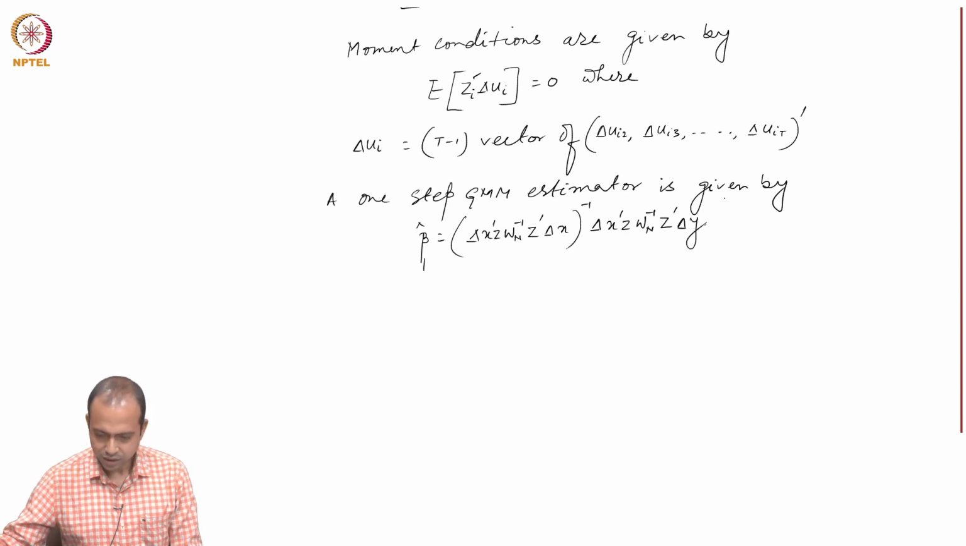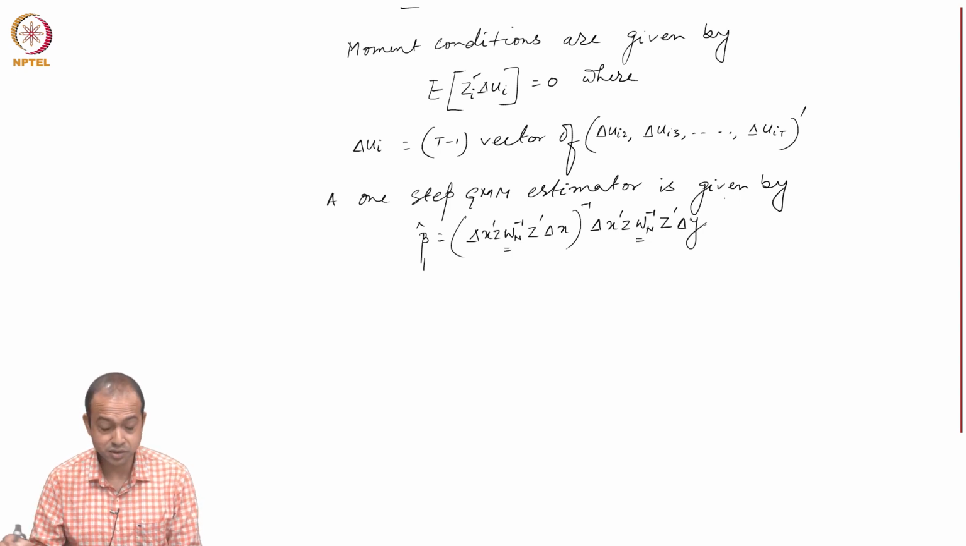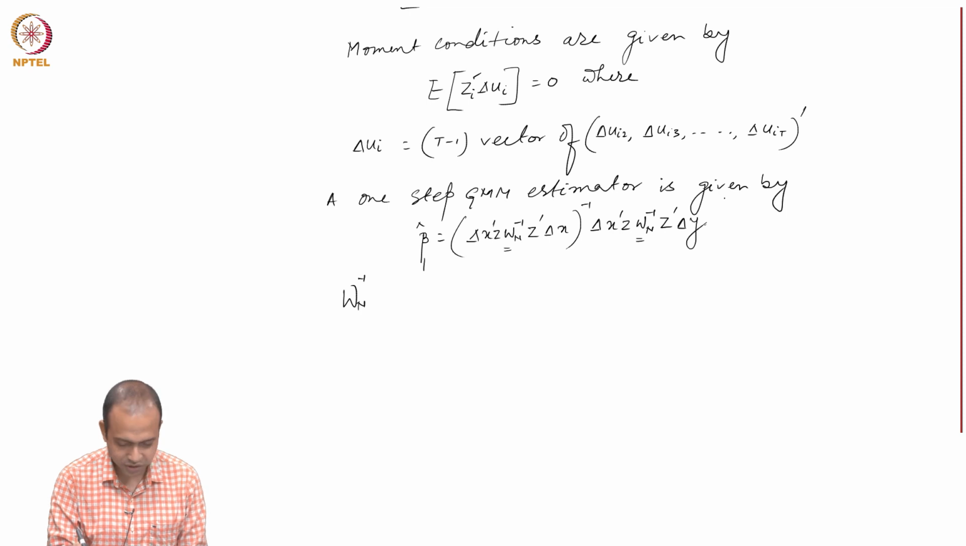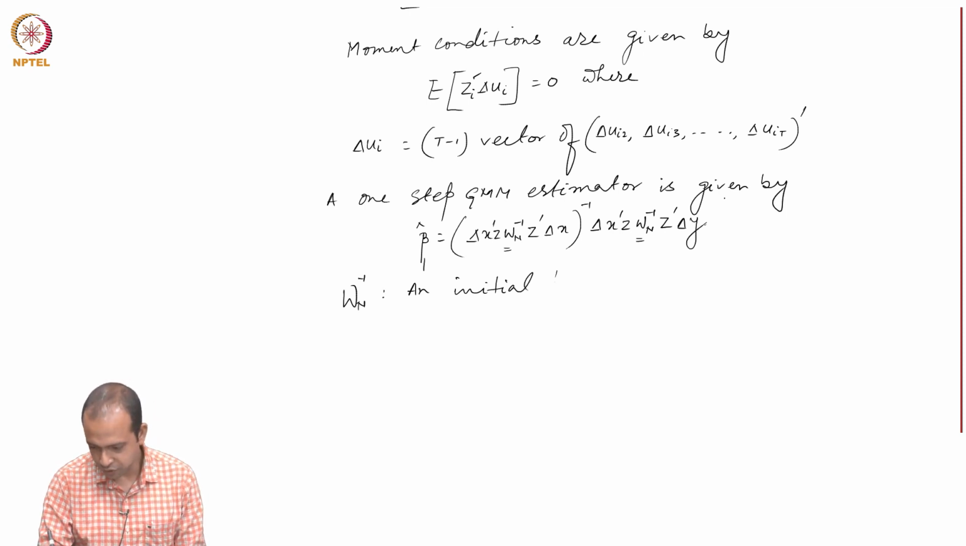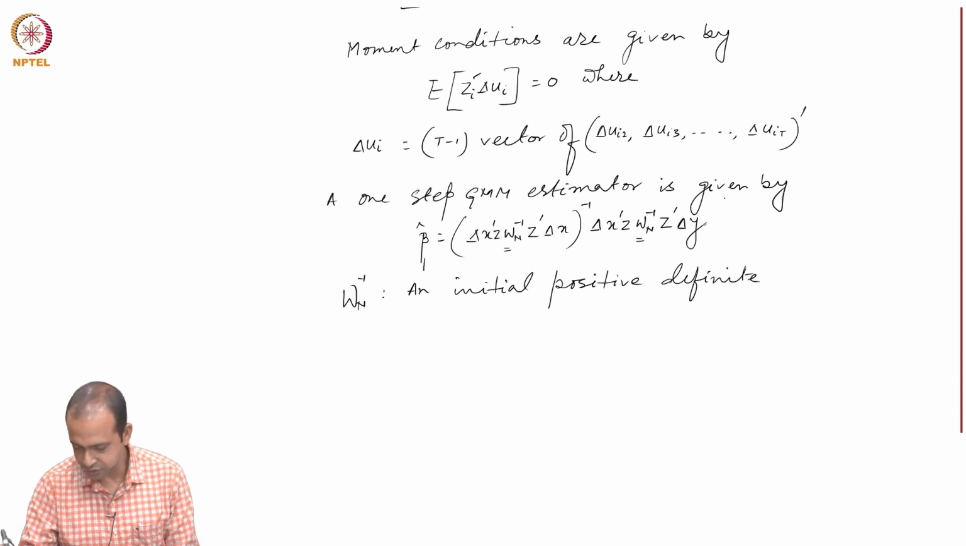And then what is W_n inverse here? This is an important element in this GMM estimator which we need to pay special attention to. This W_n inverse is basically a weight matrix. Where is it coming from? Basically an initial positive definite weight matrix.